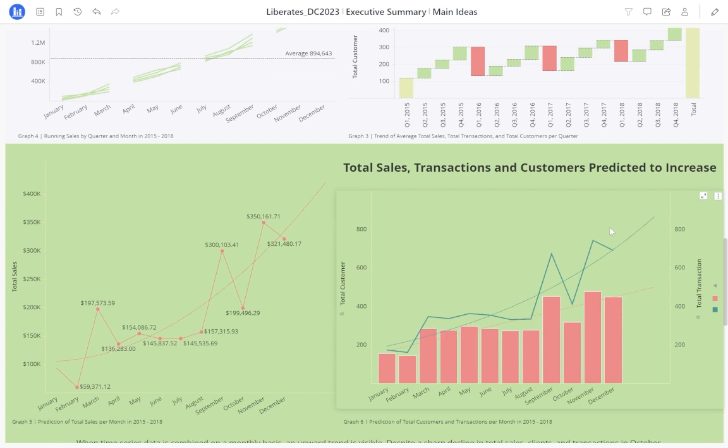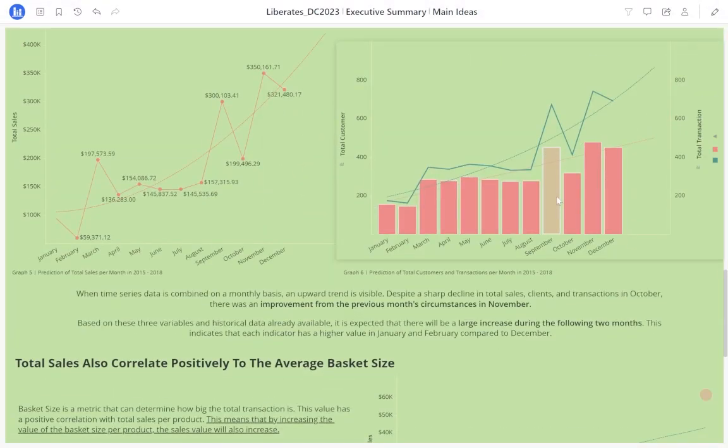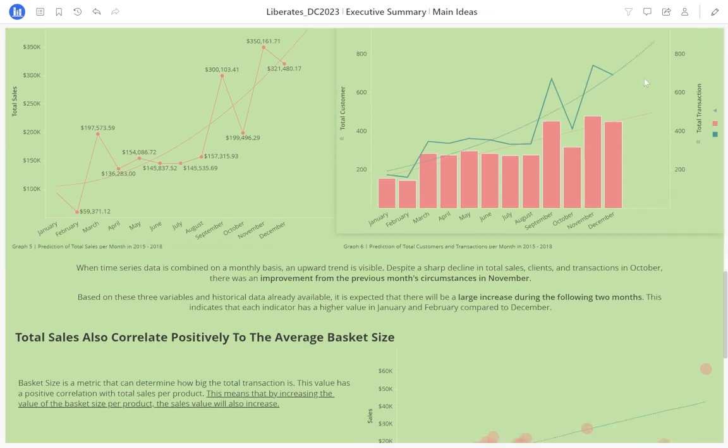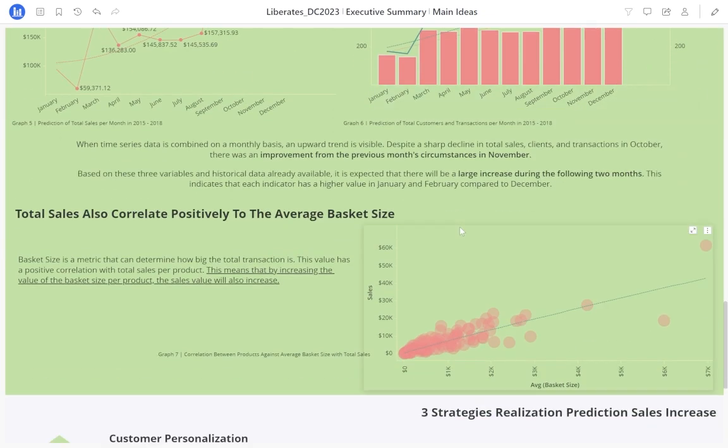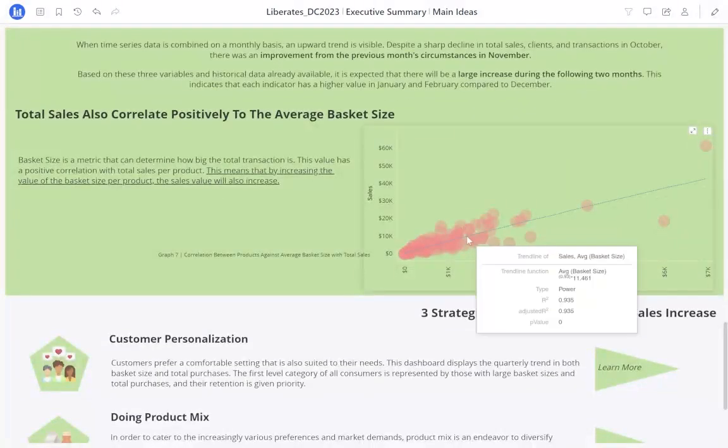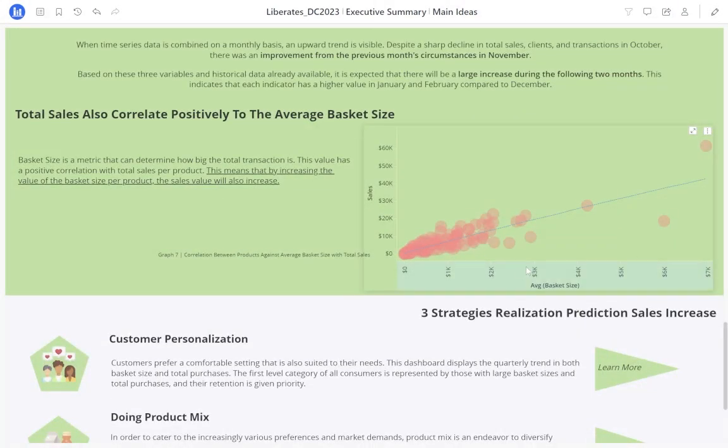Luckily, the dataset is of the time series type, which can be utilized to predict future values based on previous historical data. Total sales, total transactions, and total customers are predicted to increase. This is also based on the p-value, which is below 0.05, meaning that it will increase significantly. In addition, Graph 7 also shows the basis that increasing total sales can be done by increasing the average value of the customer's basket size.